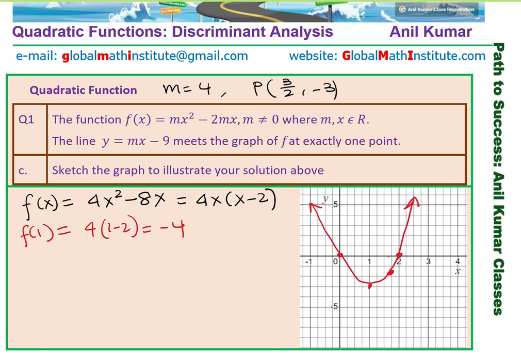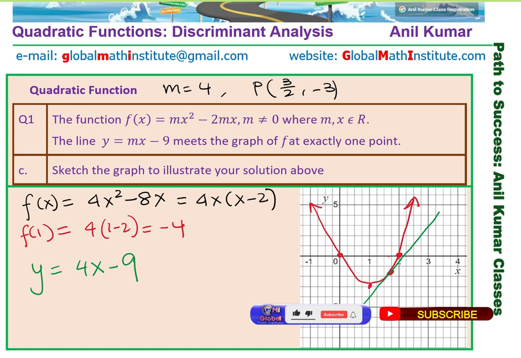So we can now sketch the graph. So this is the point of tangency, and that becomes the tangent. Is that clear to you, right? So that becomes the line which is y equals 4x minus 9, right? Obviously, this will go through y-intercept of minus 9, right? And 4 is going to be the slope of this line. Perfect. So that is how you could actually illustrate what you solve.